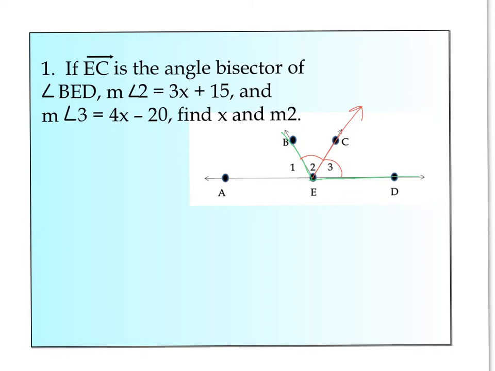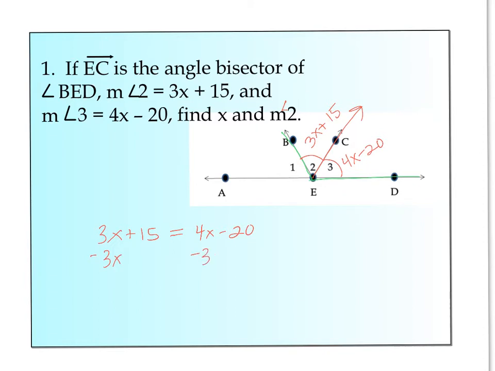It says if the measure of angle 2 is 3x plus 15, I'm going to write that in, and the measure of angle 3 is 4x minus 20, find x and the measure of angle 2. The little angle symbol got left out there. These have to be equal in size, and so that's exactly what you write: 3x plus 15 must equal 4x minus 20. Then use your algebra skills to solve it.